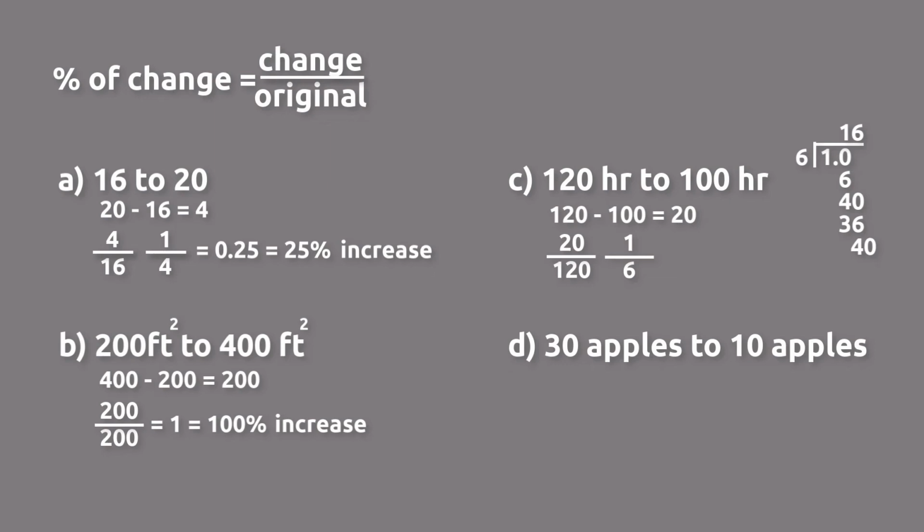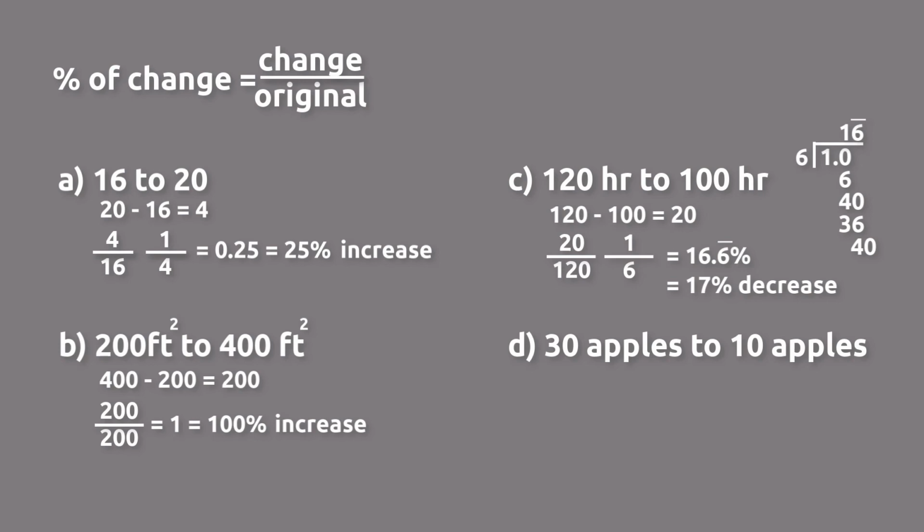0.16 repeating. We'll write it as 0.16 repeating, which equals, if we move the decimal place over 2 places, 16.6 repeating percent. We're asked to round to the nearest percent, and so that would be 17%. In this case, we went from 120 to 100, which is a decrease.